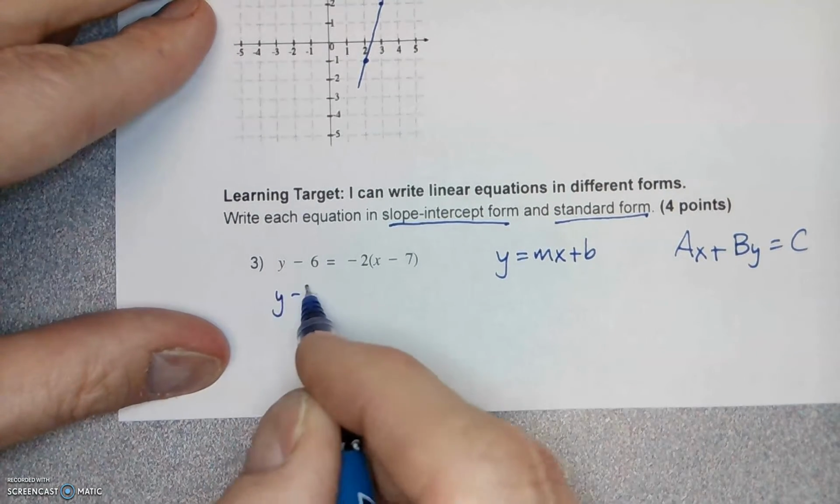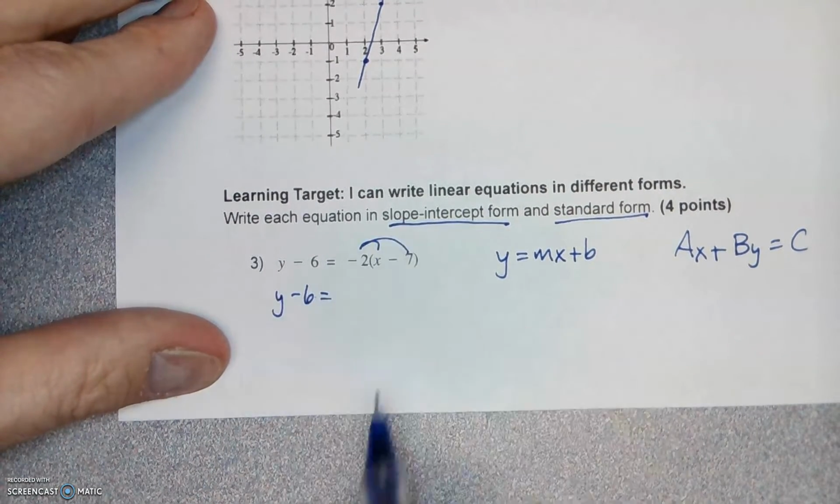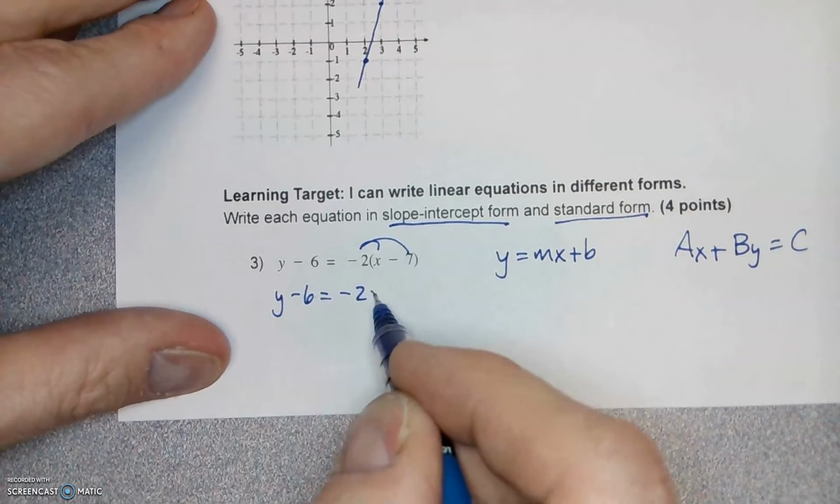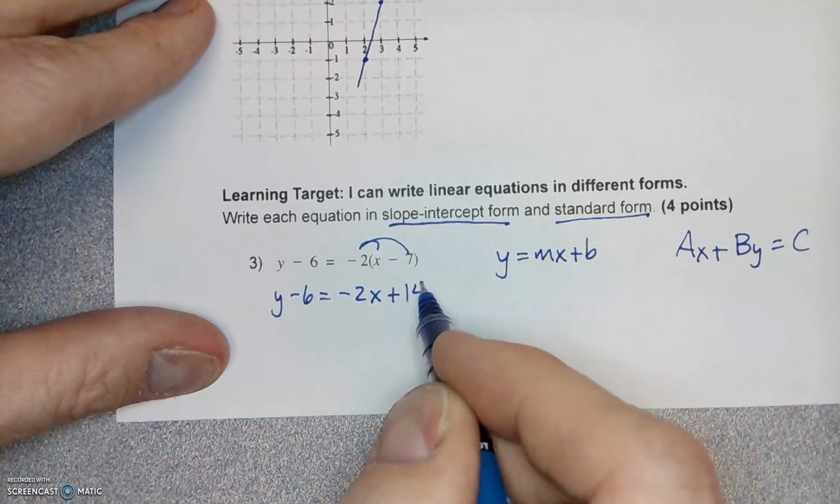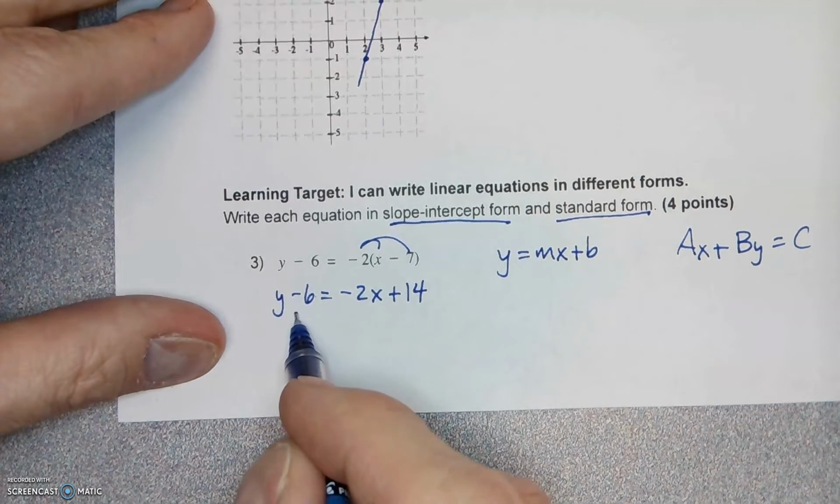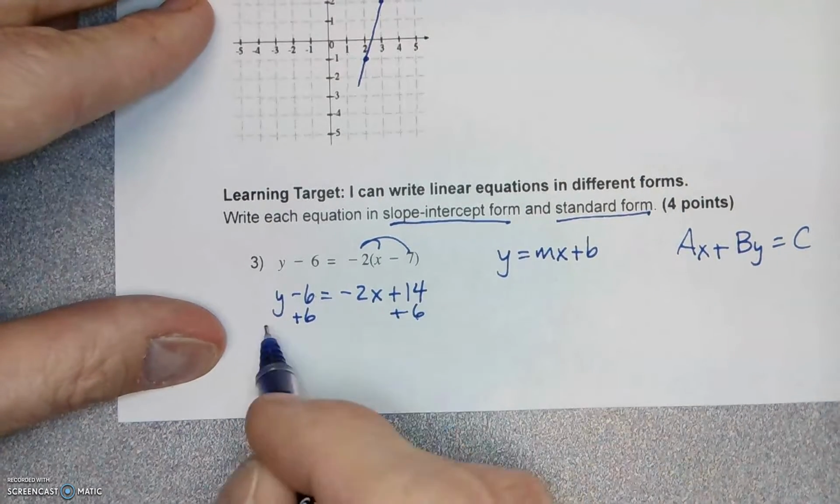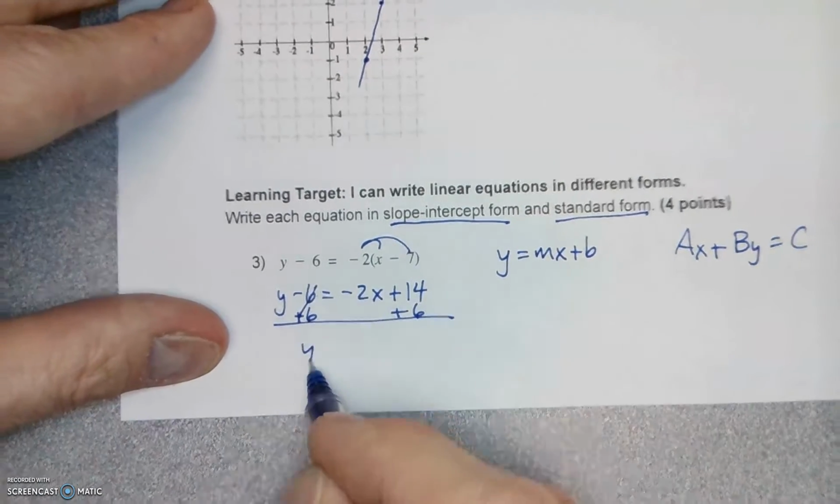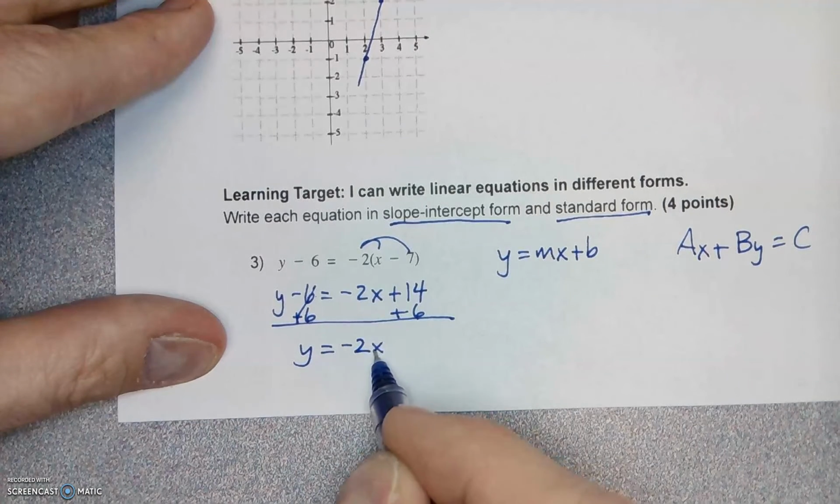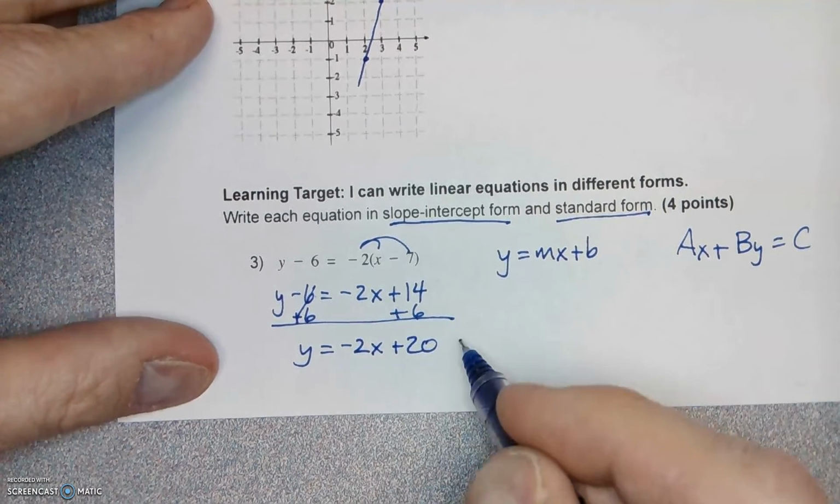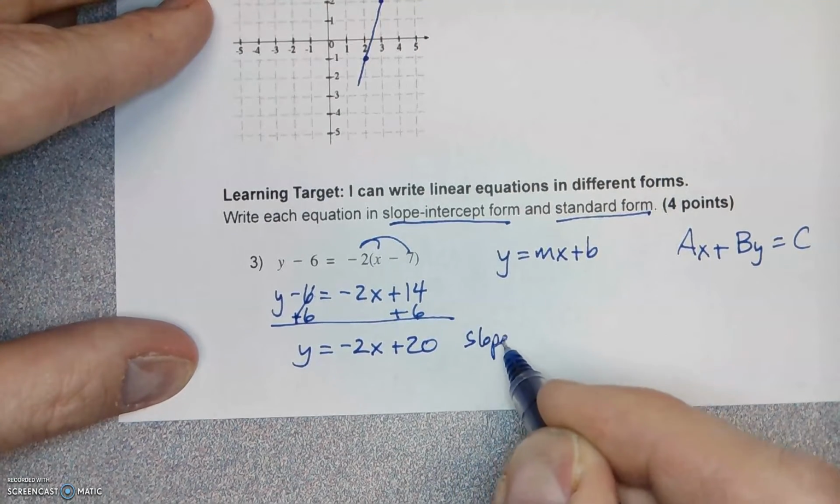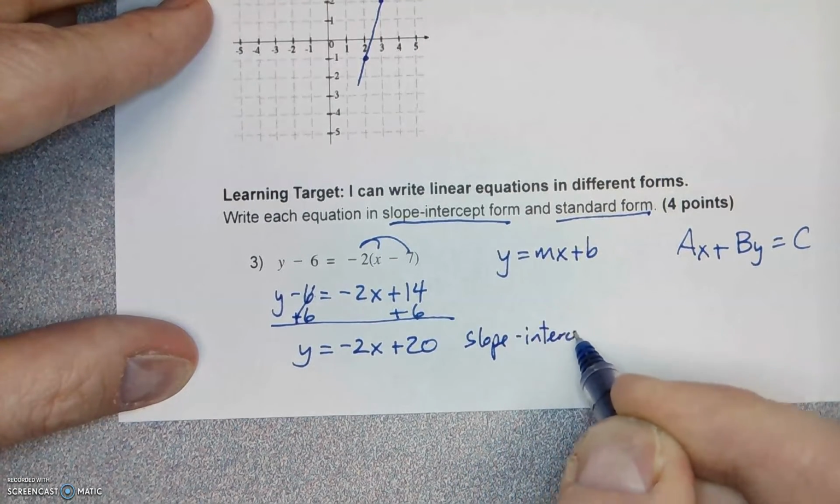First thing we do is we have to distribute to simplify. Negative 2x, negative 2 times a negative 7 is a positive 14. We need to add 6. So we are left with negative 2x plus 20. That is our slope-intercept form.